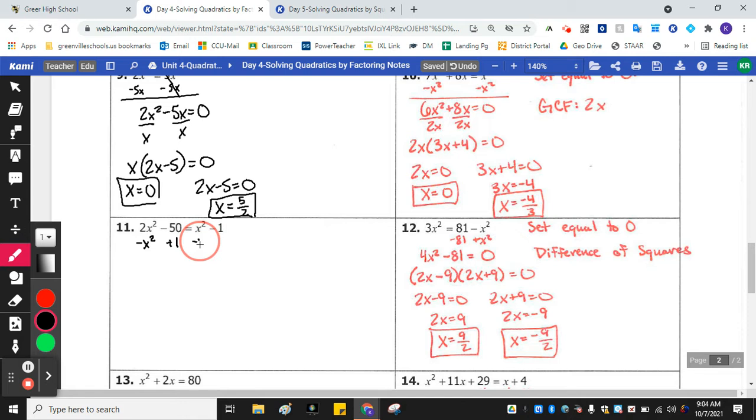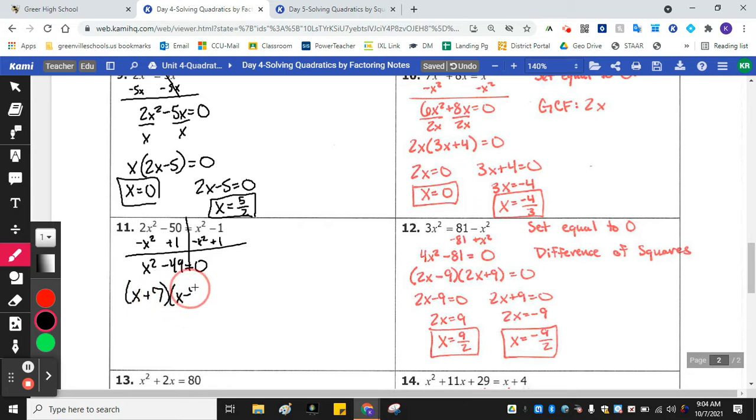Add over 1, minus x squared, add over 1. Try to keep x squared positive, so that's why I moved over x squared and not 2x squared. So I get x squared minus 49 equals 0. No greatest common factor. This is a perfect square. You're subtracting, so difference of squares.